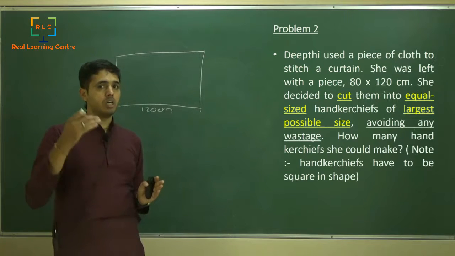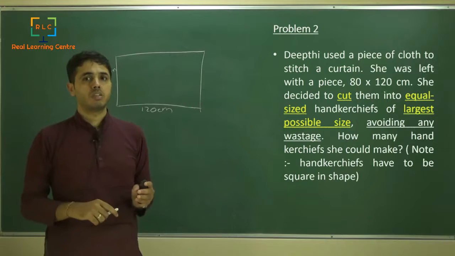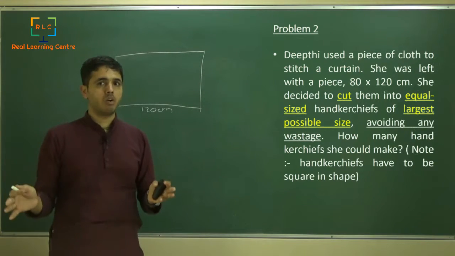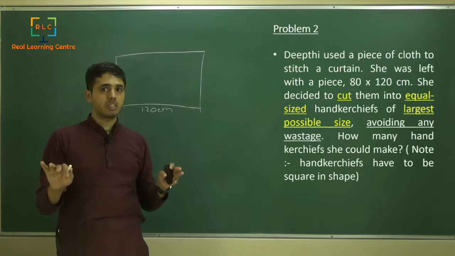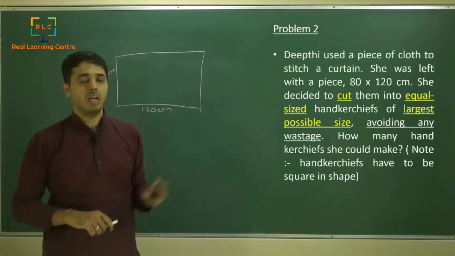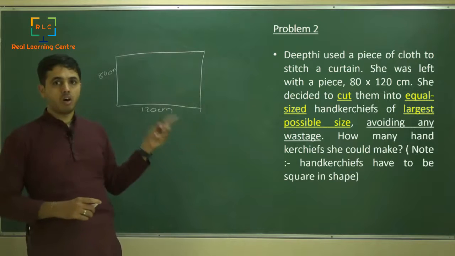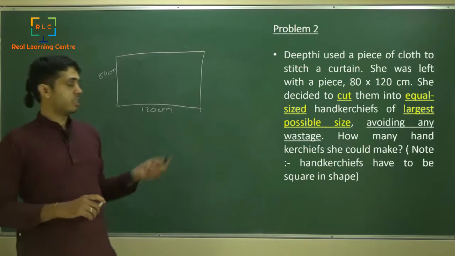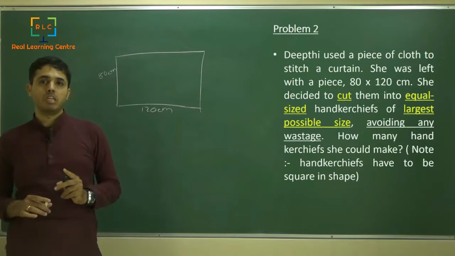If you remember our discussion on factors and multiples, we dealt with, given a certain number of objects like apples or any other object, how do you split them into equal sized groups? Here it will be of some use to you, because I am saying equal sized. All of them must have equal size. And the third condition you can see is largest possible size. So these are the keywords.